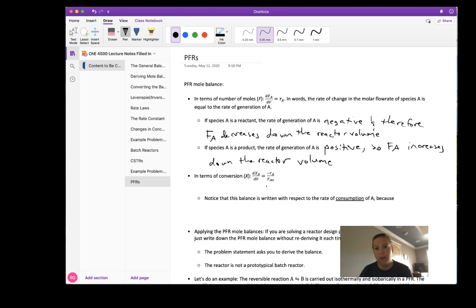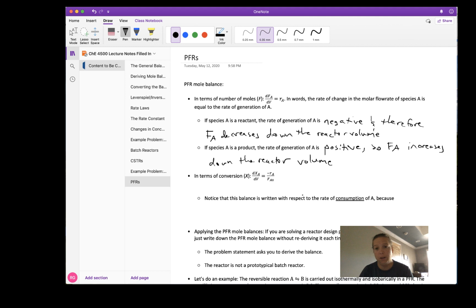We could also write this mole balance in terms of conversion. So in doing that, we get dXA/dV is equal to the rate of consumption of A divided by the inlet molar flow rate, where again, this molar flow rate is at the reactor inlet. In this case, if A is a reactant, then the rate of consumption would be positive, and that would mean that the conversion would grow. It would get larger as we proceed down the reactor volume.